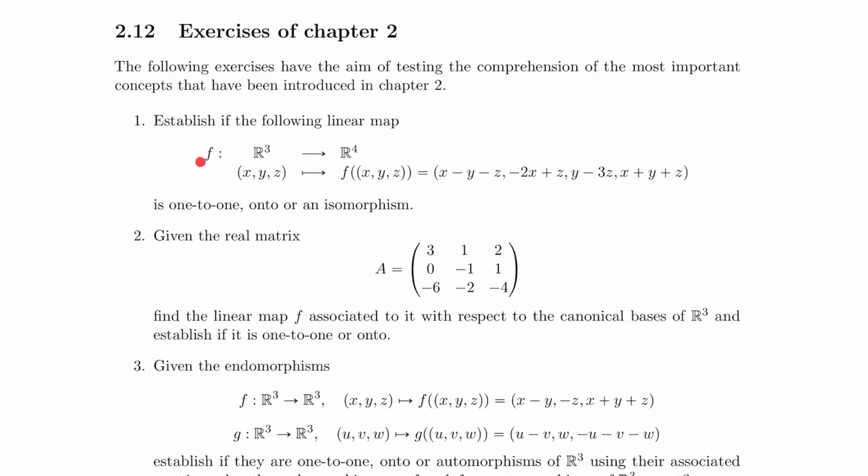Establish if the following linear map f from R3 to R4, written like this, is 1-to-1, onto, or an isomorphism. The answer to the question of whether f is onto or an isomorphism should be immediate. In fact, you don't have to perform any calculation, you just have to remember the results of section 2.3. The question of whether f is 1-to-1 can be answered thanks to the result contained in theorem 2.3.3.